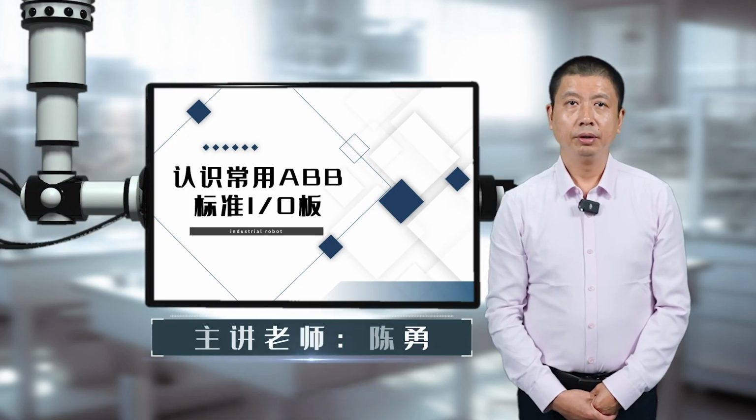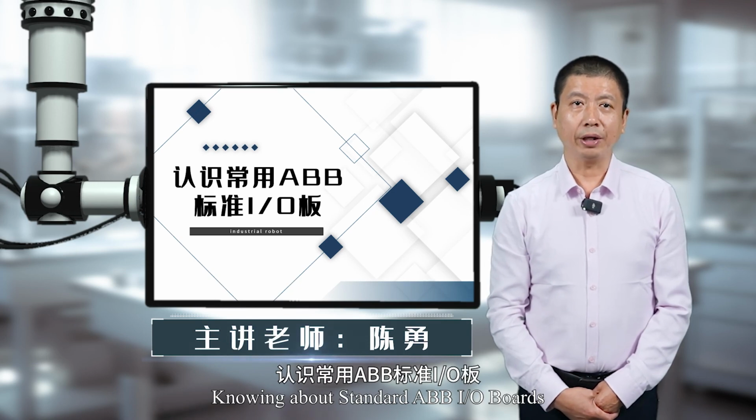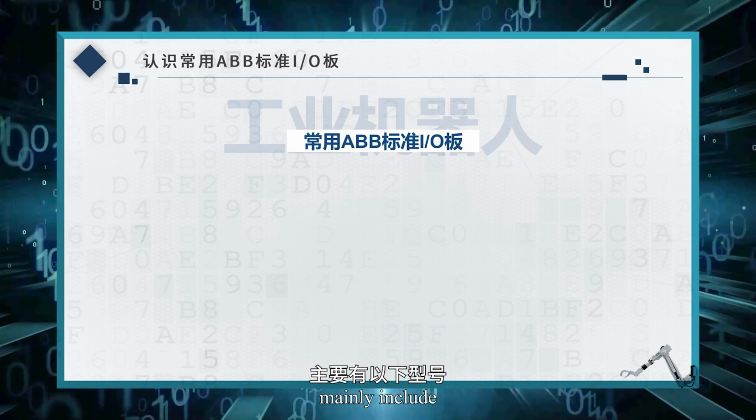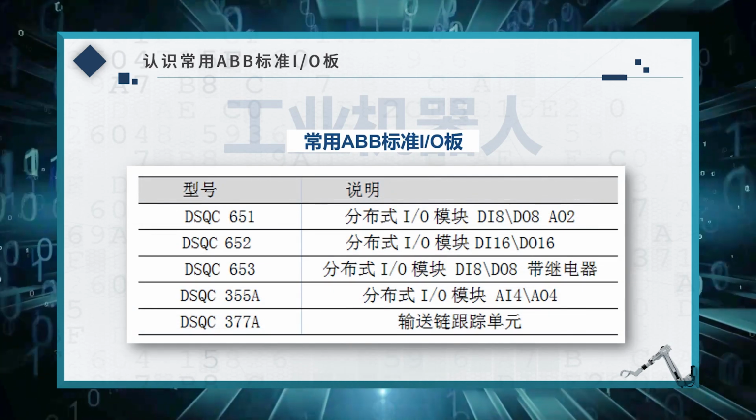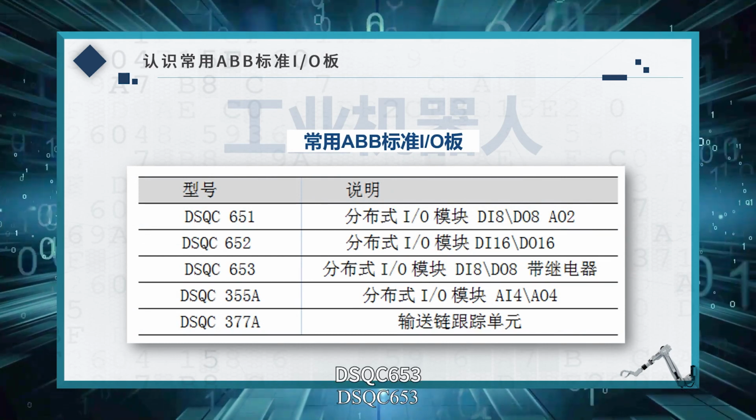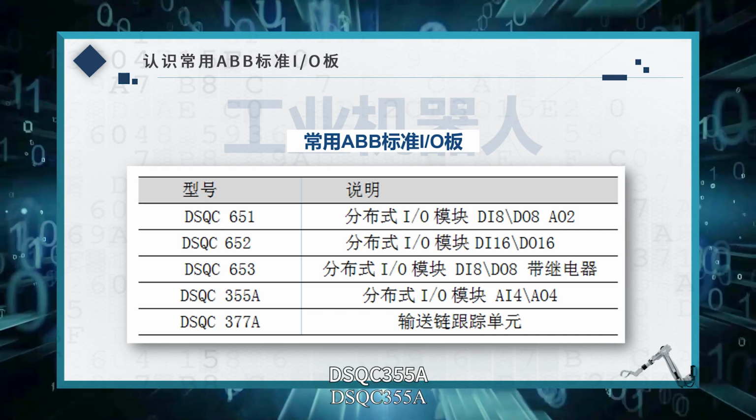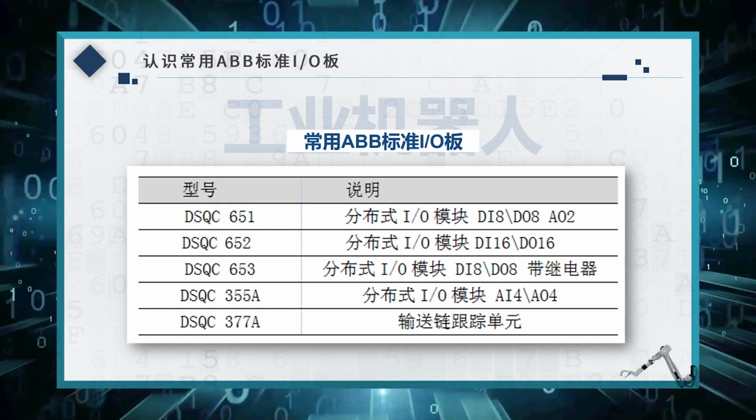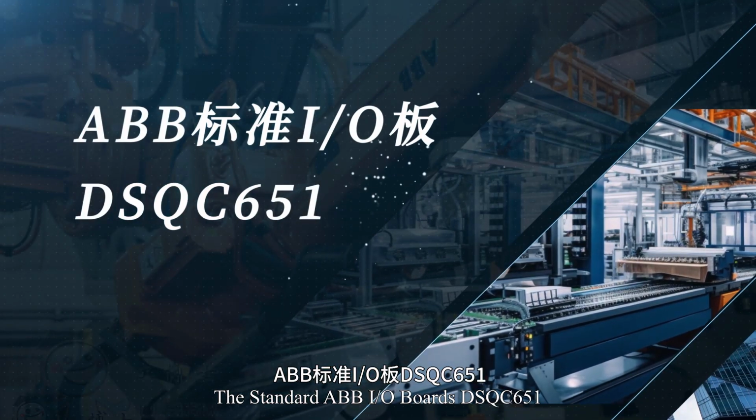Hi everyone, today's class is about knowing about standard ABB I/O boards. The commonly used standard I/O boards mainly include DSQC651, DSQC652, DSQC653, DSQC355A, DSQC377A. Now let's take a look at the standard ABB I/O boards.